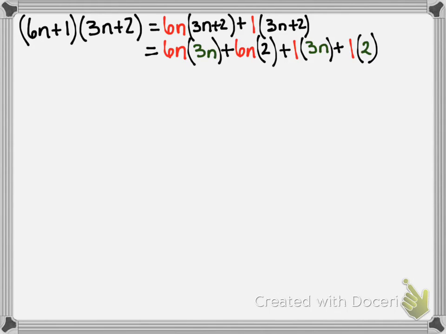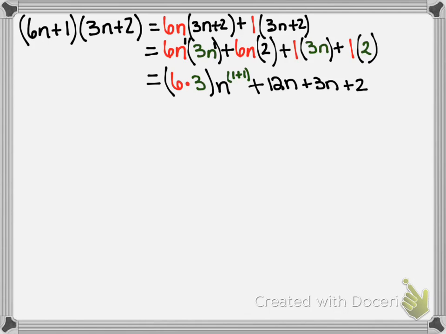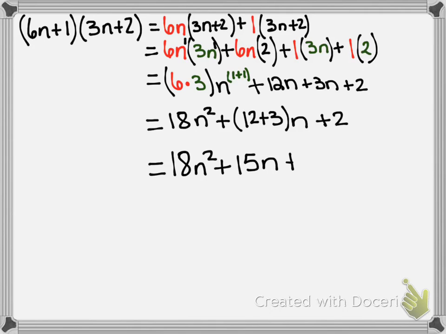Very good. Now we follow the protocol by multiplying the coefficients and adding the exponents again. Yes, and the rest comes down. Notice that 12n and 3n are like terms, so we're going to combine them right here. So the final product ends up 18n squared plus 15n plus 2.